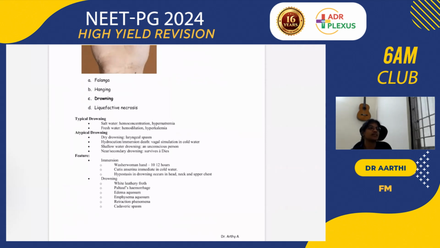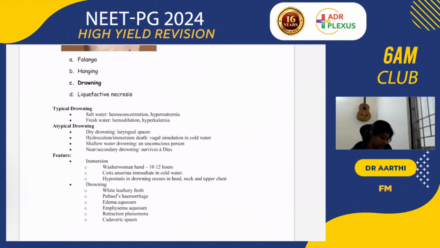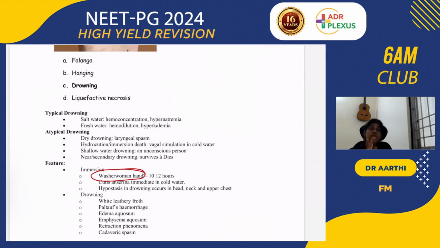Just revise through it again. Okay, so washerwoman hand is seen in 10 to 12 hours. It is seen both in antemortem and postmortem. It just indicates immersion, which means you cannot see looking at it whether it's antemortem or postmortem. Okay, it's just indicating immersion.